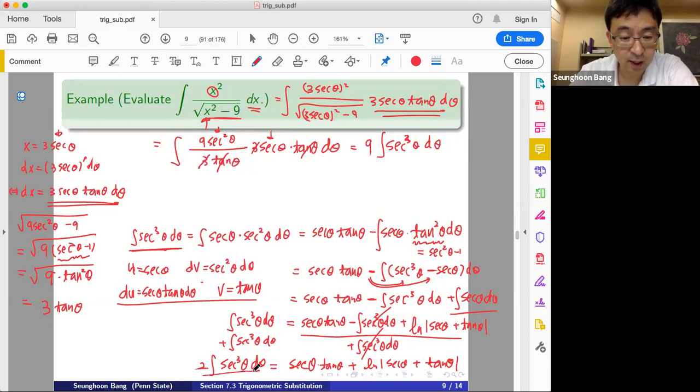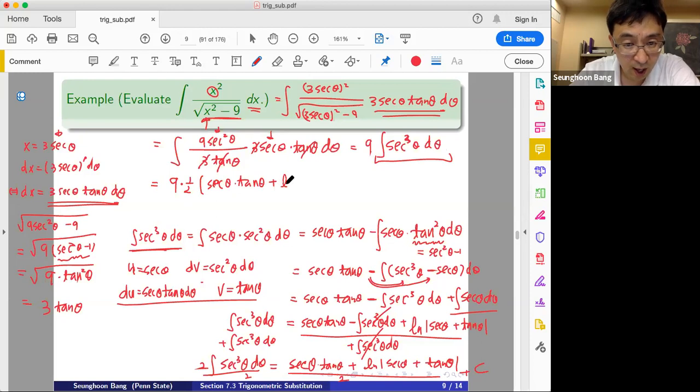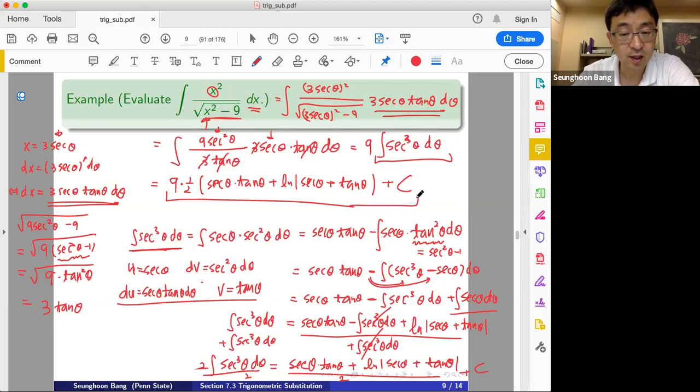So next, divide both sides by 2 and add C. So that's it. This is the idea. You can keep the 9. The integral of secant cubed is 1 over 2 times secant theta times tan theta plus ln of the absolute value of secant theta plus tan theta plus C. So we have it. This is exactly this one. This is not the final answer.